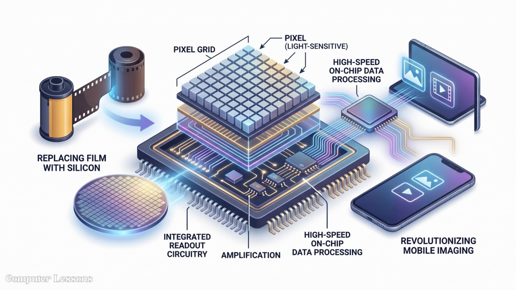The CMOS sensor serves as the primary electronic eye for modern civilization, replacing traditional film with silicon. It features a grid of light-sensitive pixels integrated with specialized readout circuitry and amplification. CMOS technology revolutionized imaging by allowing high-speed data processing directly on the chip for mobile devices.